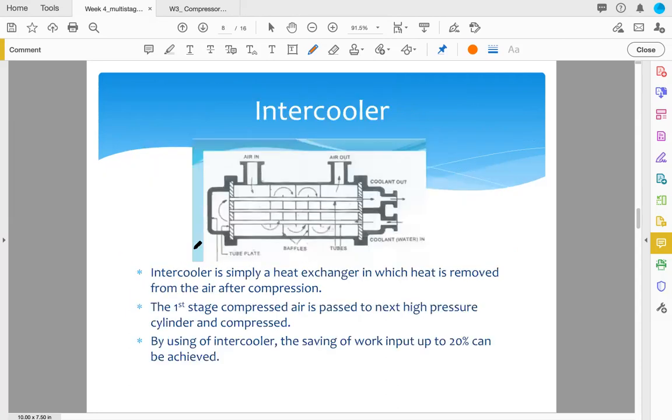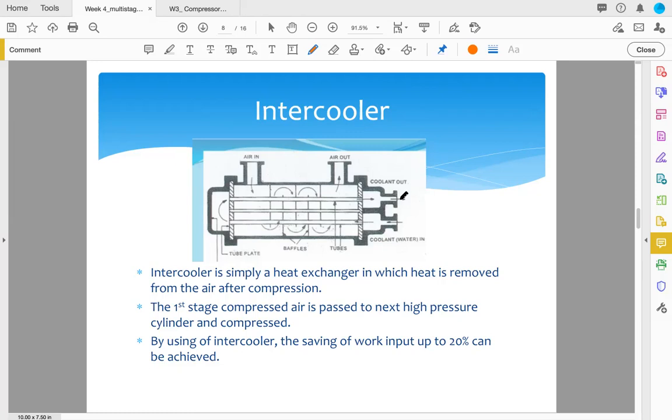So how does the intercooler look like? This is an example diagram. The intercooler is simply a heat exchanger. To remove the heat from the air, you can use air as the coolant, or water, or refrigerant. It's just up to the efficiency that you like. So by using the intercooler, the saving of work input is up to 20%.